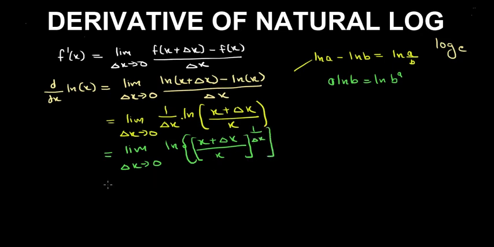Now further we can solve this to write: the limit as delta x approaches 0 of ln of x divided by x is 1, plus delta x divided by x in this bracket, raised to the power 1 upon delta x.